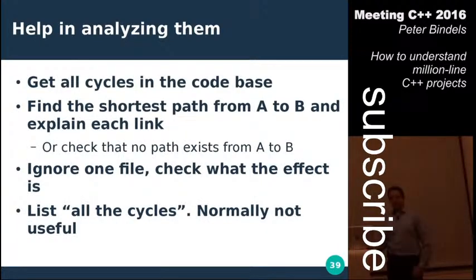So we want to get rid of the cycles. So we analyze the cycles. We get all the cycles in the code base. We can find the shortest path from any component to any other component. And if there's a cycle, you can always get a path from A to B and back from B to A. It can also tell you there's no path from A to B.